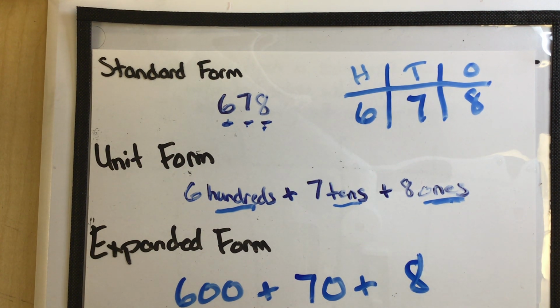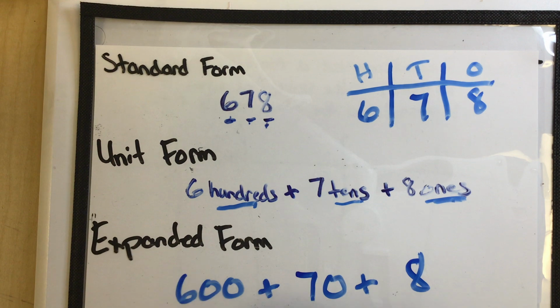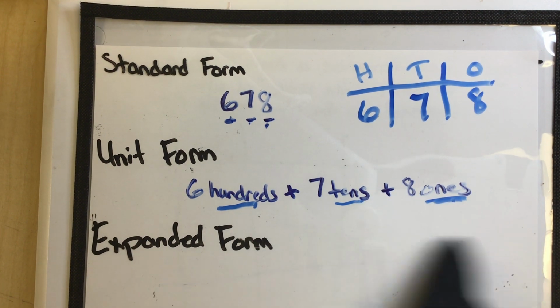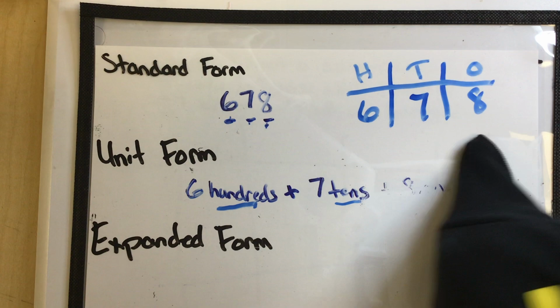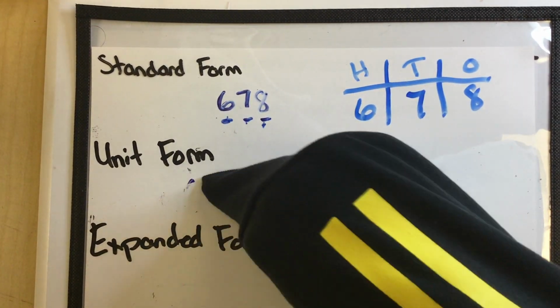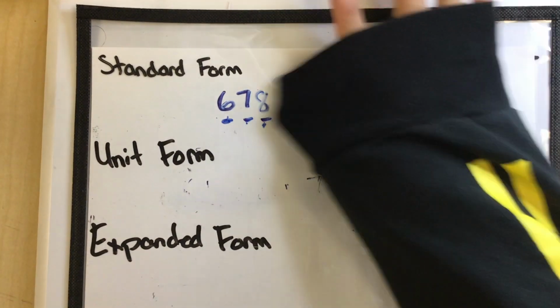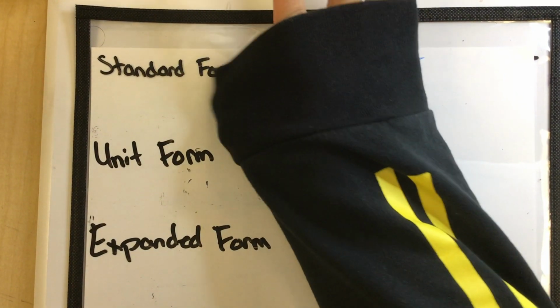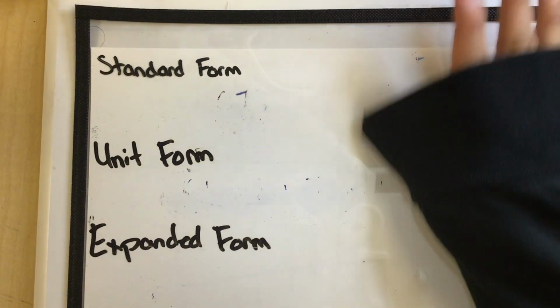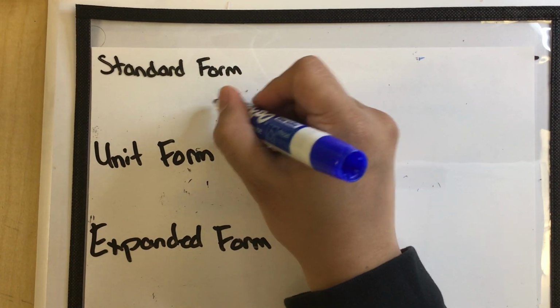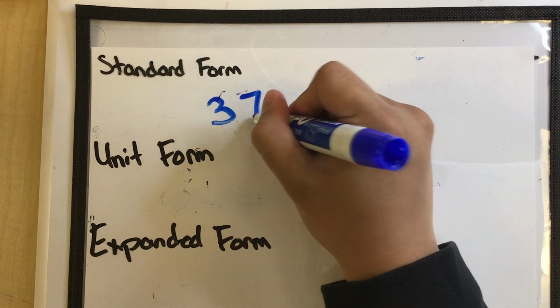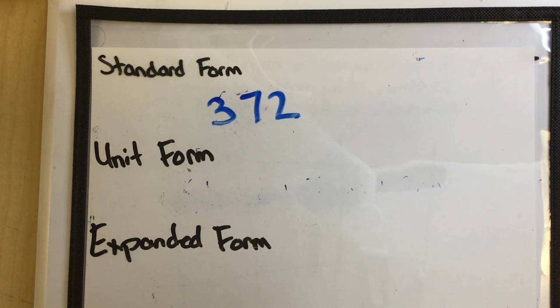Okay, so right now, I want you to try this with me. Make sure you have a sheet of paper and pencil with you, or even your whiteboards if you have them. You can try this on your own. I'm going to give you a number in its standard form, and I want you to try to write it out in its unit form and in its expanded form. Your number is going to be 372. So pause the video right now and try to write everything out in its unit form and its expanded form.